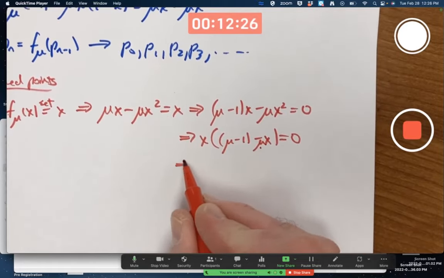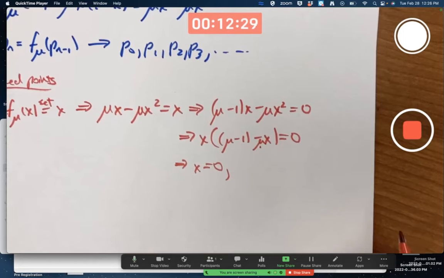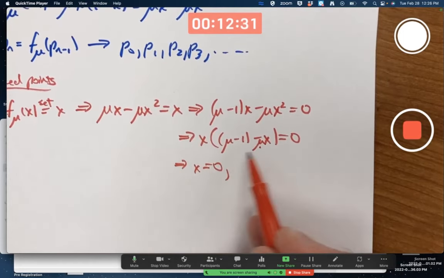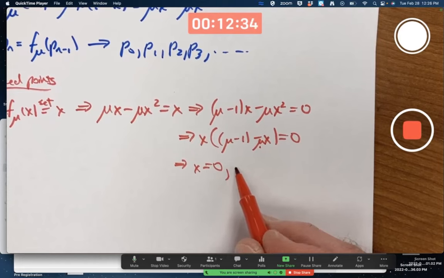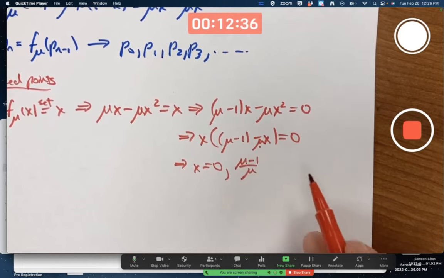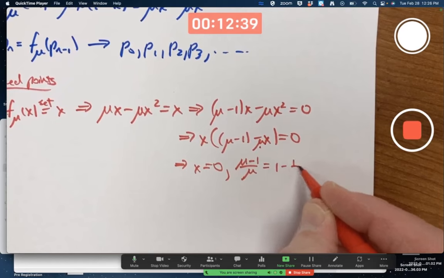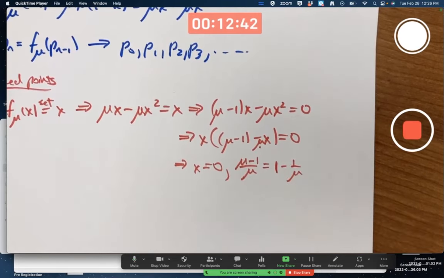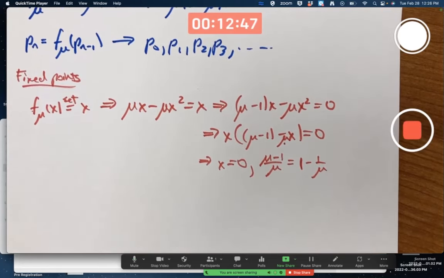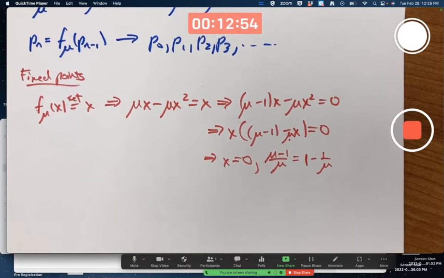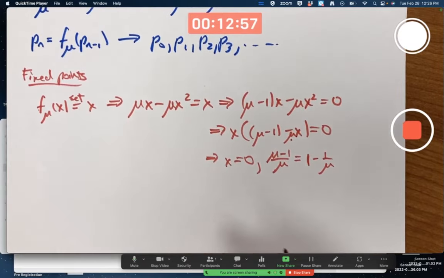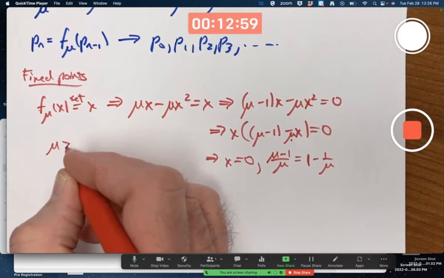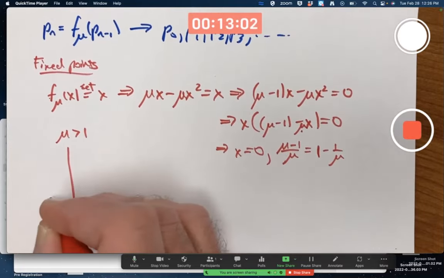So your fixed points are x equals 0 is one of them, and where this term is 0, that's going to be, again, mu minus 1 over mu, which, by the way, you could also write as 1 minus 1 over mu if you like. And when mu is positive, and in particular bigger than 1, here's the situation.